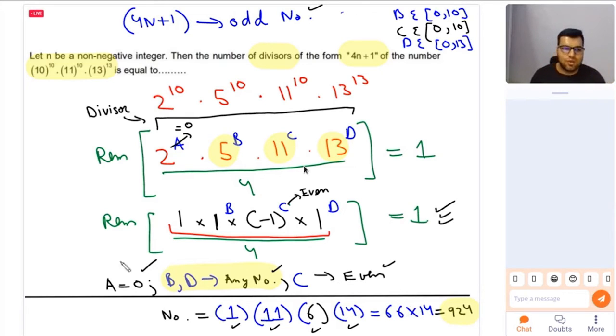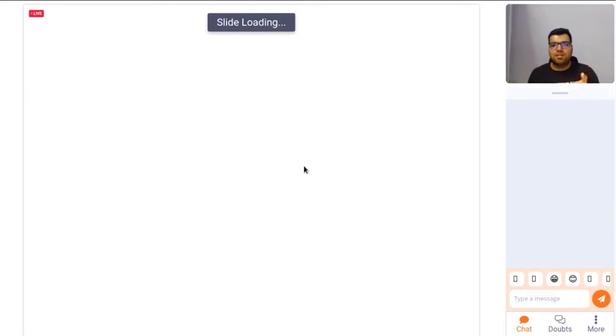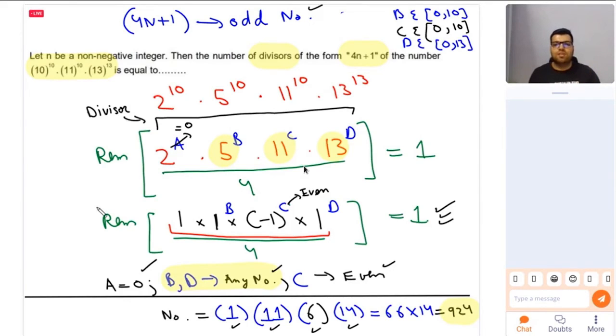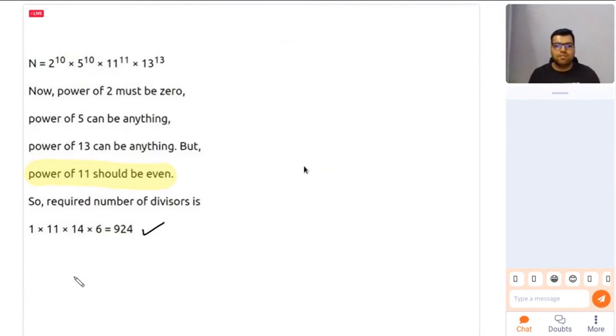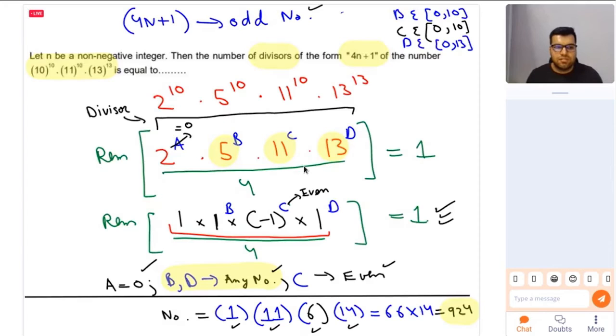So I hope, students, you enjoyed this question. 924 is the correct answer. And here it is. Okay. Here they have written the solution, but they have not given the explanation of why the power of 11 should be even. So the explanation is from here. From remainders, we are learning that the power of 11 should be even. The value of c should be even. So 924 is the answer. Great, students. 4 more questions to go. Let us proceed. Very interesting question, this one.